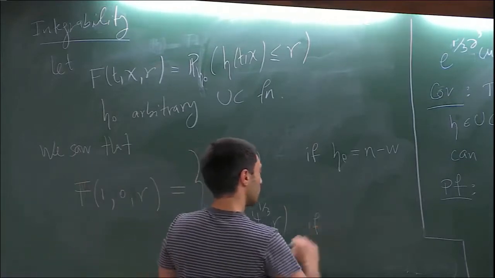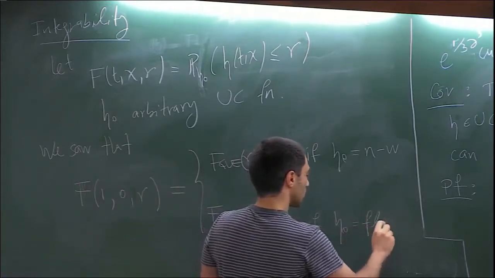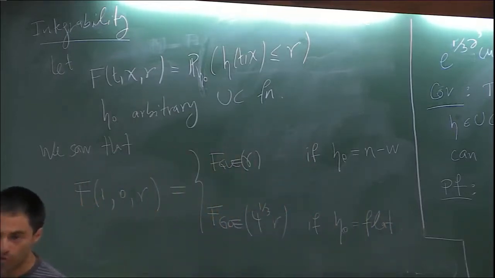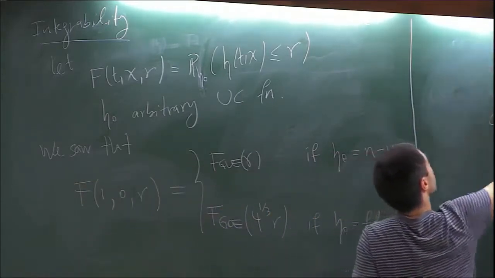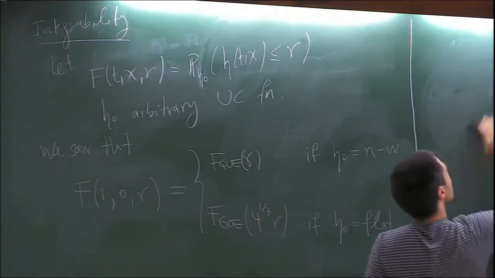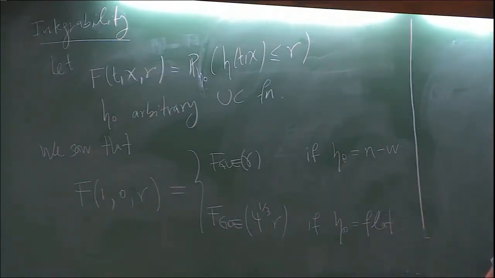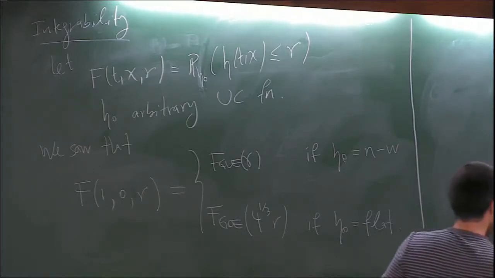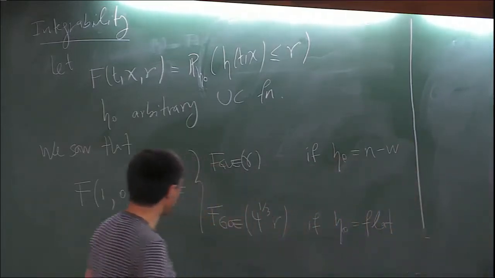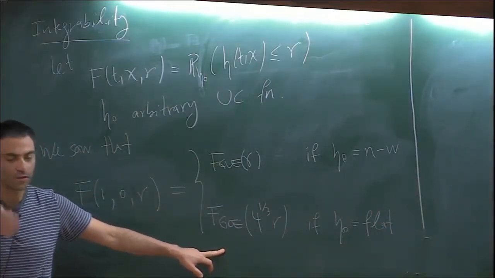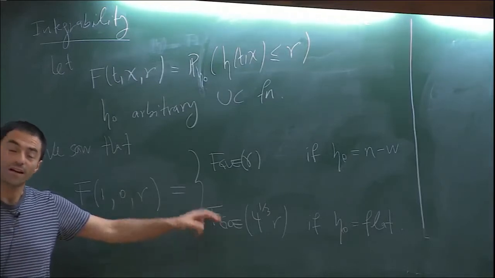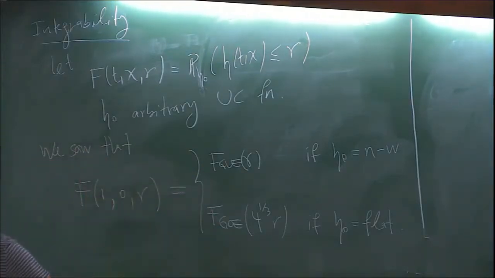If H0 is flat, that's what we just saw. Now, many people here will know, if you have studied some random matrix theory, that these two distributions can be written in terms of the Hastings-McLeod solution of the Painlevé II equation. Okay? So let me say that.